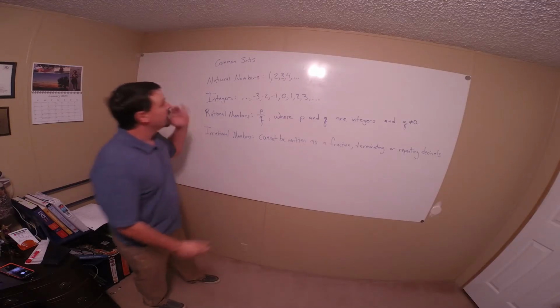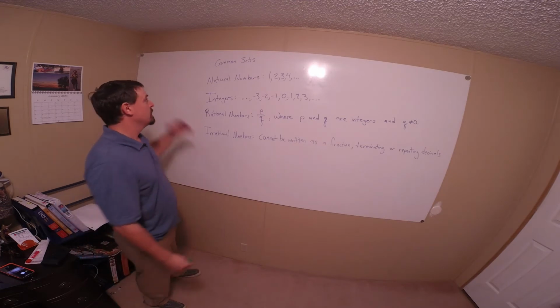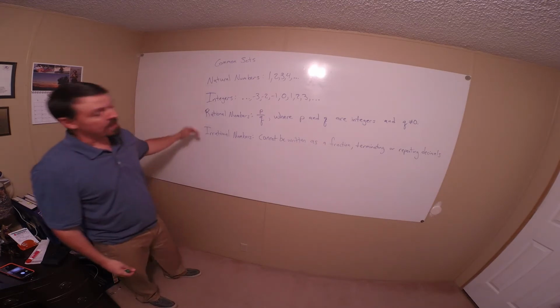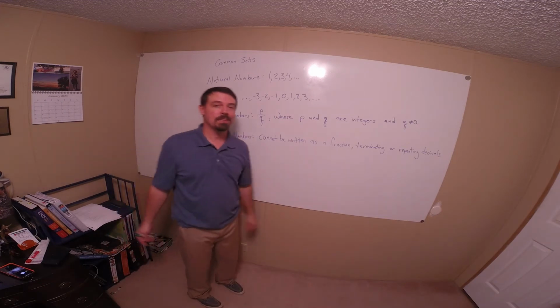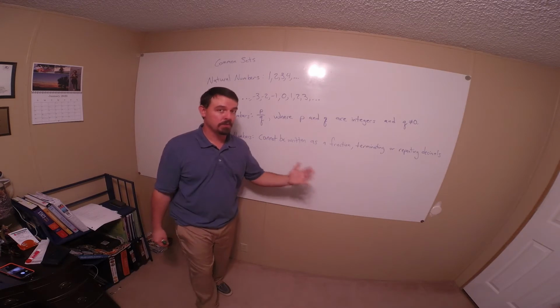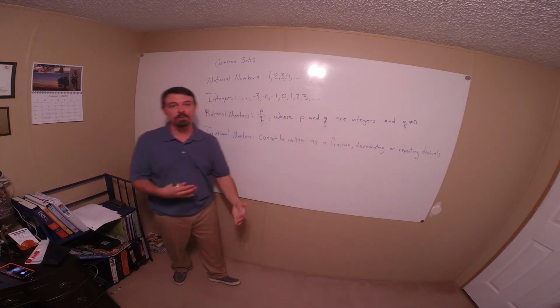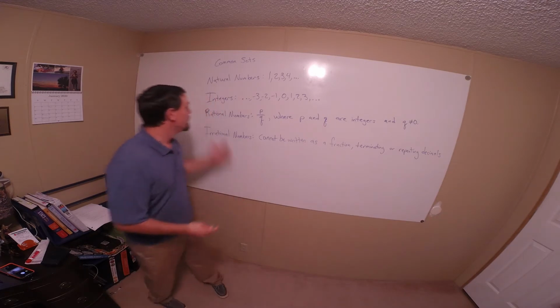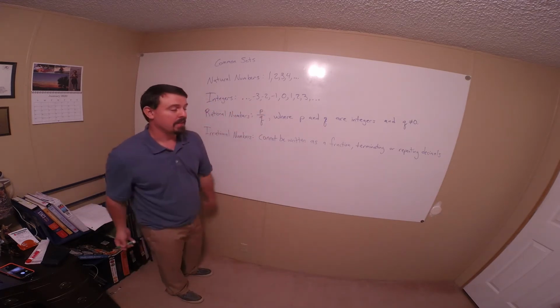Now, there are some common sets that you need to be familiar with and should already be familiar with. The natural numbers, integers, rational numbers, and irrational numbers. Now, natural numbers are just as natural as they sound. They start with 1 and they go to infinity, counting by 1. So 1, 2, 3, 4, 5, 6, 7, 8, 9, 10, 11, 12. You get the point.